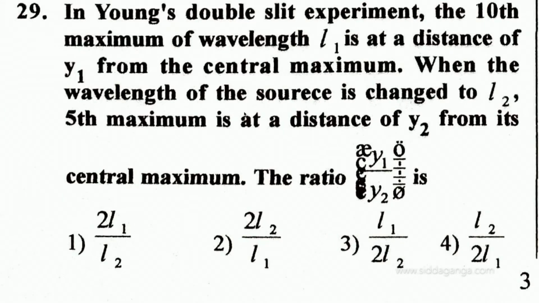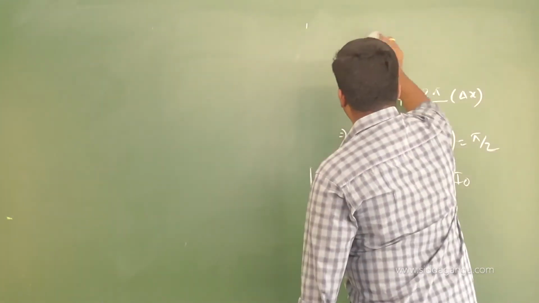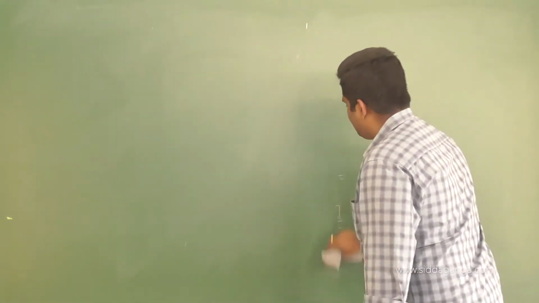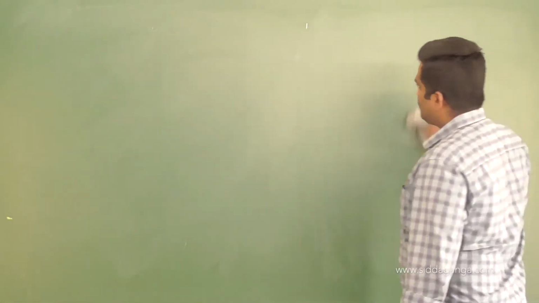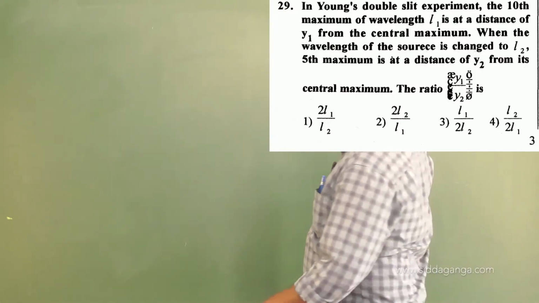In Young's double slit experiment, the 10th maximum of wavelength lambda 1 is at a distance of y1 from the central maxima, and when the wavelength of the source is changed to lambda 2, the fifth maximum is at a distance of y2 from its central maximum. Then the ratio of y1 by y2 is how much, they are asking. So here I ask you to recall the formulas we have studied for the distance of the nth bright fringe and the nth dark fringe from the central fringe. Here they are asking only for maxima, so no need to bother about the minima, that is the dark fringe.